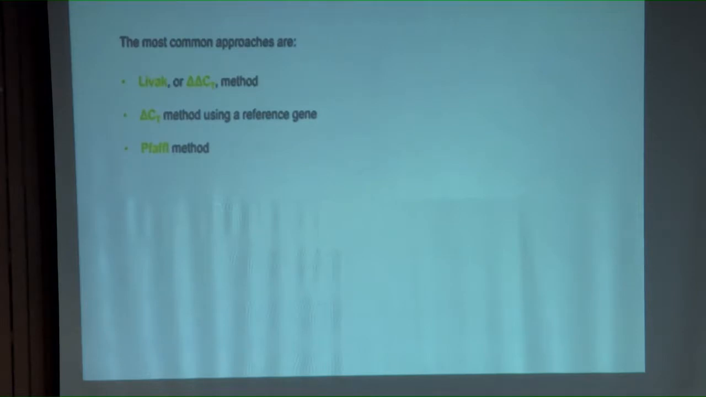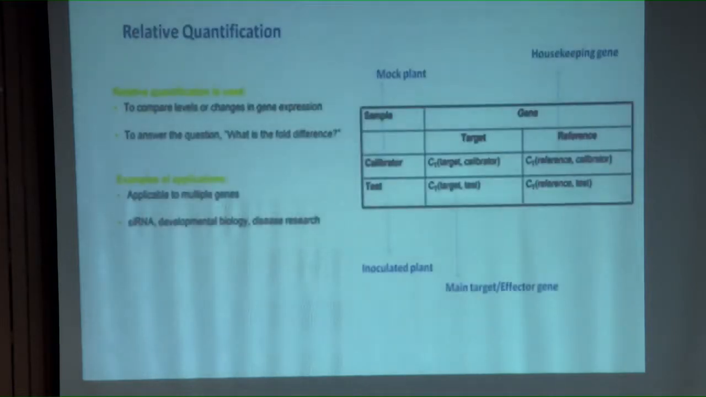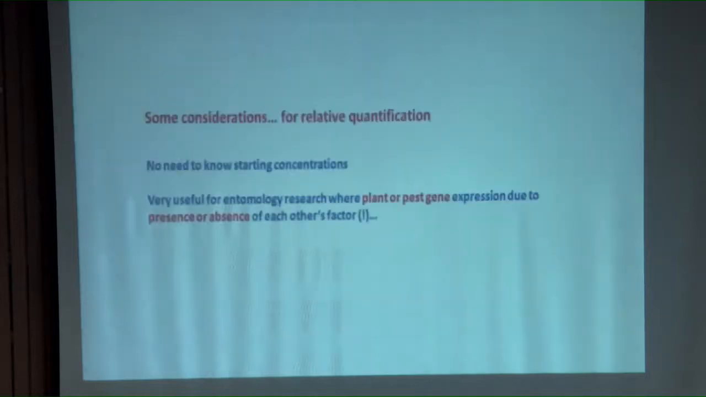But nevertheless, what is more important is this particular checkerboard. You have to write it down in black and white what it is that you want to do. What do you mean by calibrator here? What do you mean by test? What is the target and what is the reference gene? Without doing that, you cannot proceed to the next level.